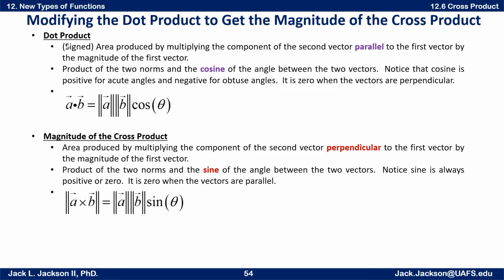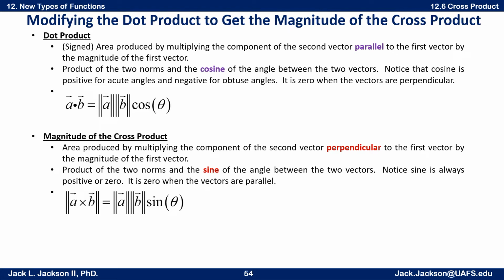Now we just change a couple of things here. We change the word parallel to perpendicular, cosine to sine, and dot product to magnitude of cross product, and we change cosine to sine in the formula here. Everything works out right. So the magnitude of the cross product is the area produced by multiplying the component of the second vector perpendicular this time to the first vector by the magnitude of the first vector.